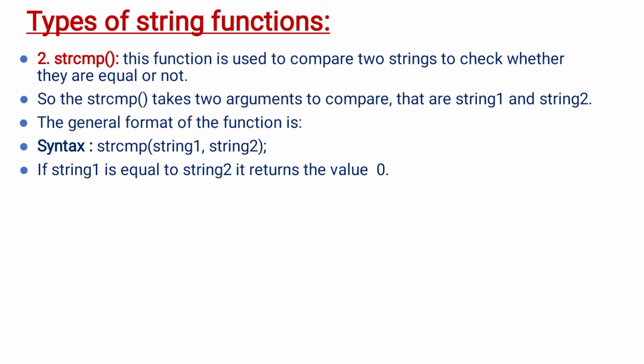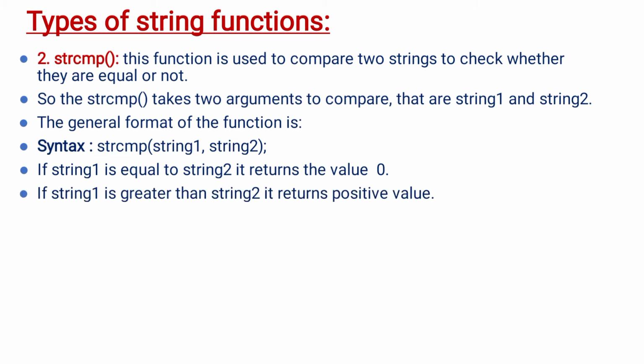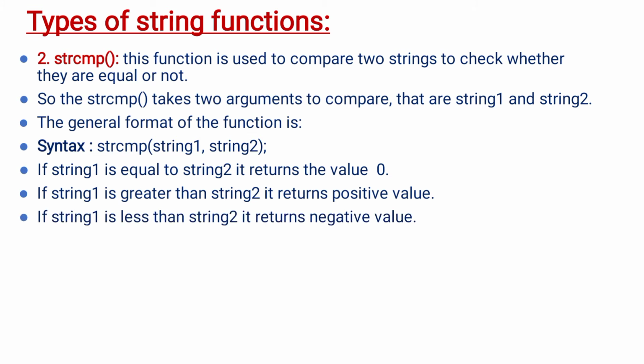If string 1 is equal to string 2, then the function returns the value 0. If string 1 is greater than string 2, it returns a positive value. If string 1 is less than string 2, it returns a negative value.